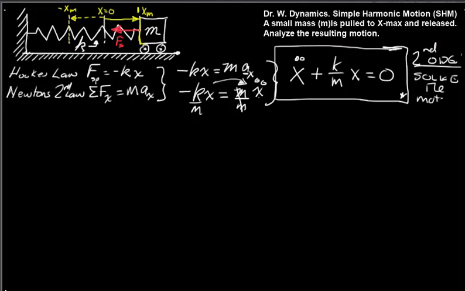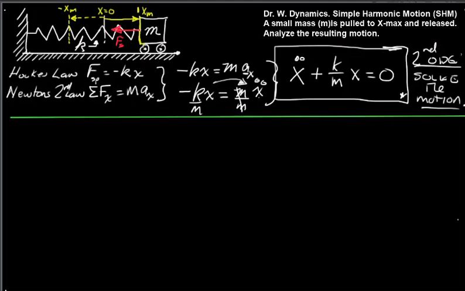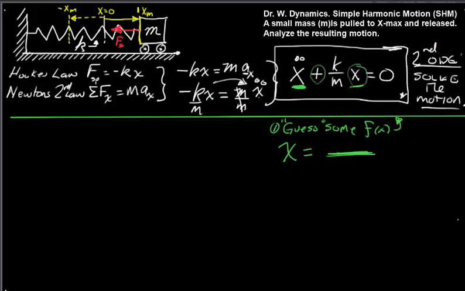So we're going to solve for the motion. Step one is to guess some function of x that satisfies that equation. Note that whatever that function is, its second derivative has to take on the same form but be negative to it, so that when we add these, they cancel out to get us to 0.